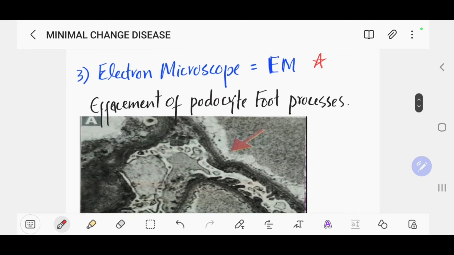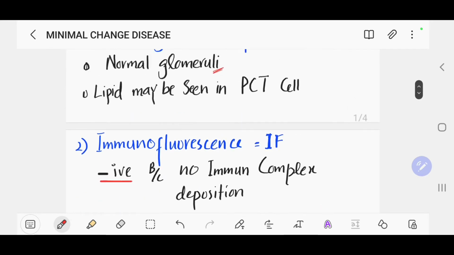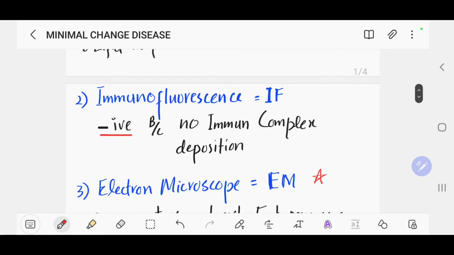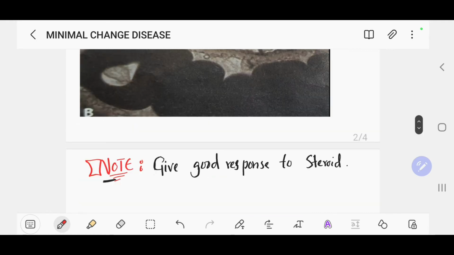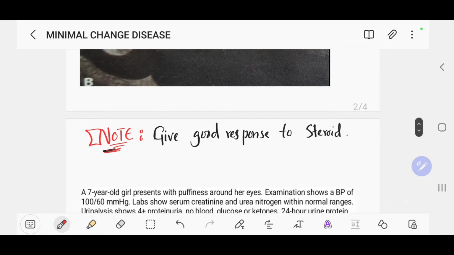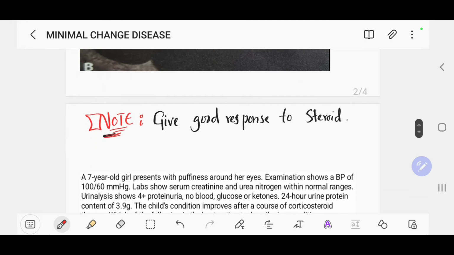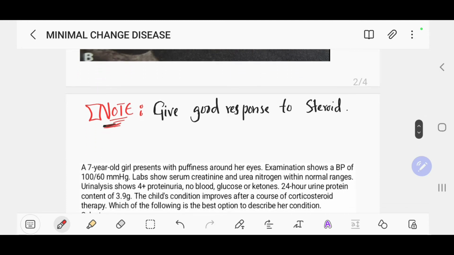Okay, this is important. Again remember, normal glomeruli on light microscope, immunofluorescence will be negative, and on electron microscope there will be effacement of the podocyte foot processes. Also remember that minimal change disease gives a good response to steroids. This is also very important. So now let's go through some MCQs.